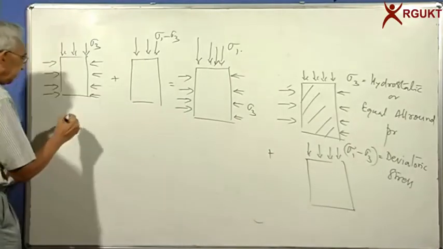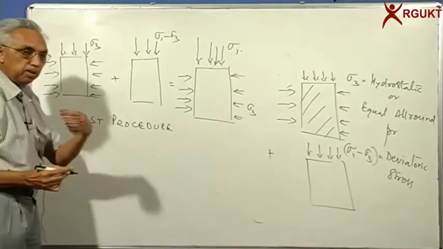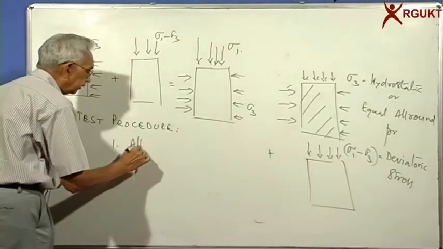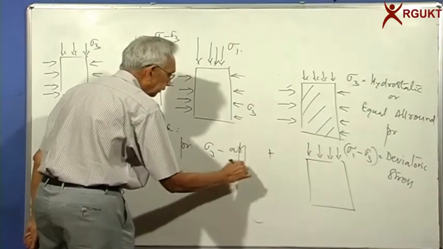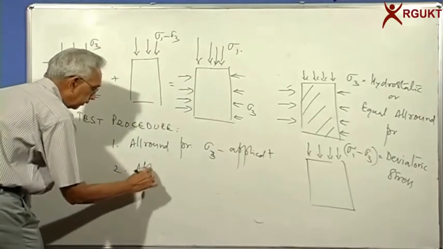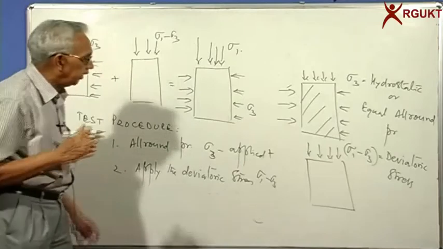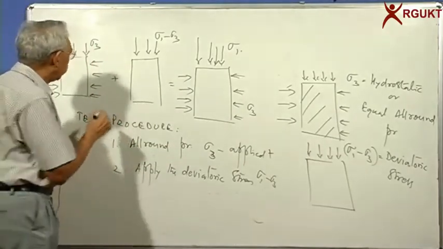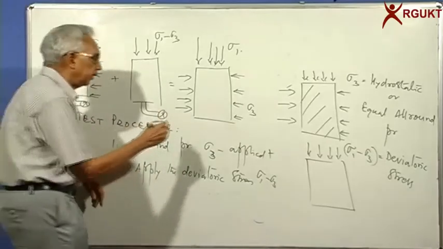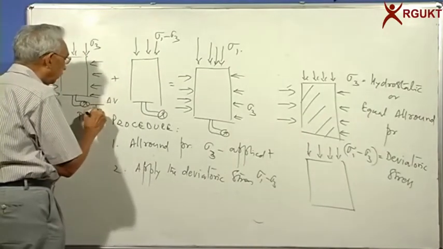So what we do in the test procedure is in two stages. Test procedure: like in shear box, we had first normal stress applied and the shear stress applied later. Here we apply first all-round pressure sigma 3, and then we apply the deviatoric stress sigma 1 minus sigma 3. When you apply these stresses, you have a choice of controlling escape of water or sealing so that there is no water escape. So at the outlet, I can measure delta V or I can measure delta U.